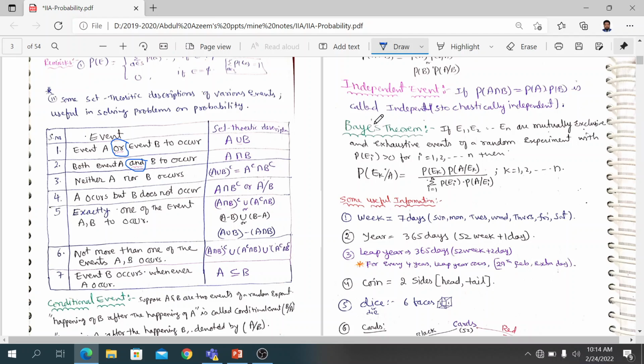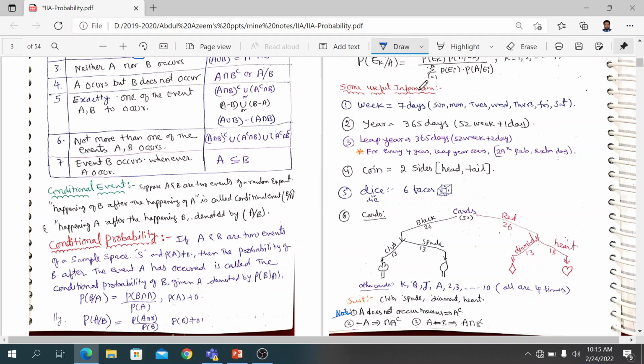Now Bayes theorem, this is a very important question. If E1, E2 up to En are mutually exclusive and exhaustive events of a random experiment with P of Ei greater than 0 for i equal to 1 to n, then P of Ek by A is equal to P of Ek into P of A by Ek, divided by sigma i equal to 1 to n of P of Ei into P of A by Ei, where k is equal to 1 to n. So these are the definitions useful in the chapter probability.